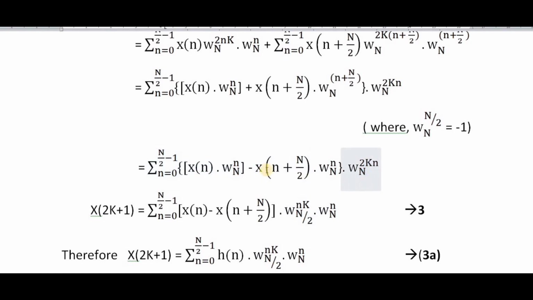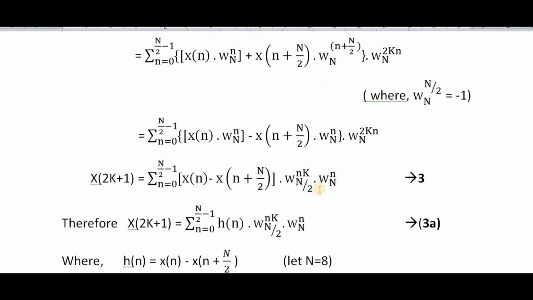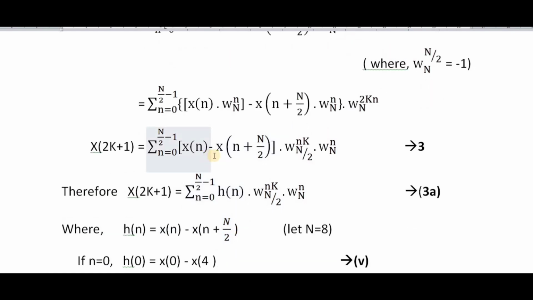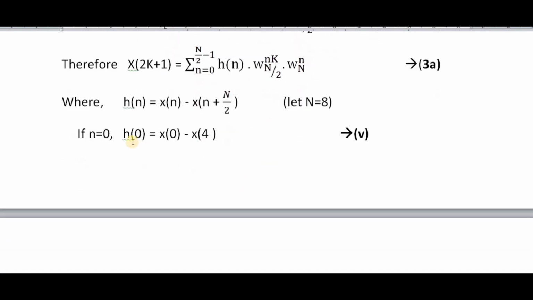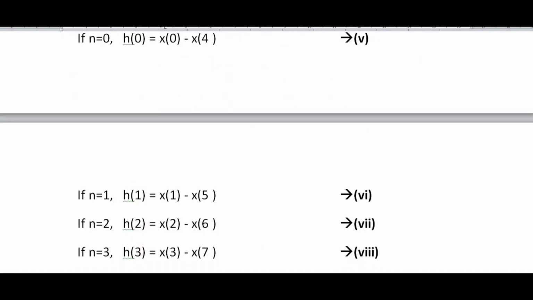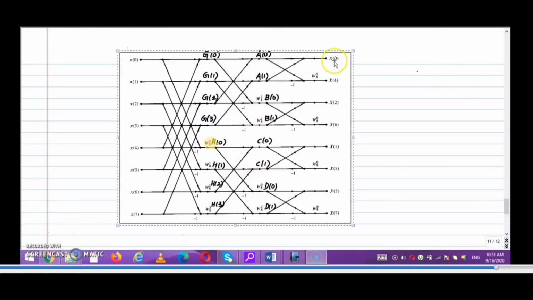From this equation, I can take these two terms common, so I can write h of n. h of n is equal to x of n minus x of n plus N by 2. This is also ranging from 0 to 3. If you substitute 0 to 3, where the N value is 8, we will get h of 0, h of 1, h of 2 and h of 3 values. h of 0 is equal to x of 0 minus x of 4, h of 1 is equal to x of 1 minus x of 5, h of 2 is equal to x of 2 minus x of 6, and h of 3 is equal to x of 3 minus x of 7.